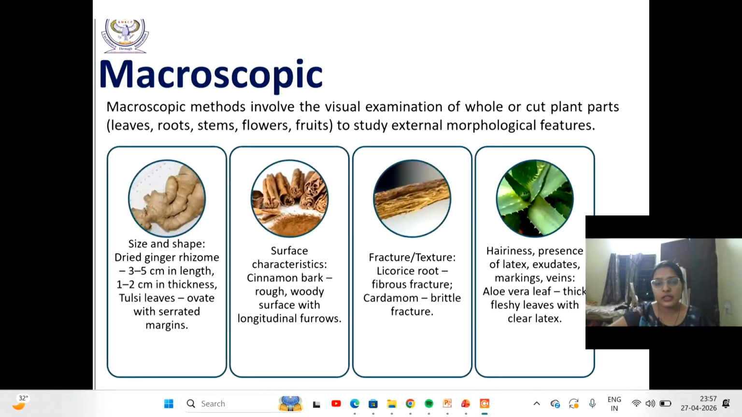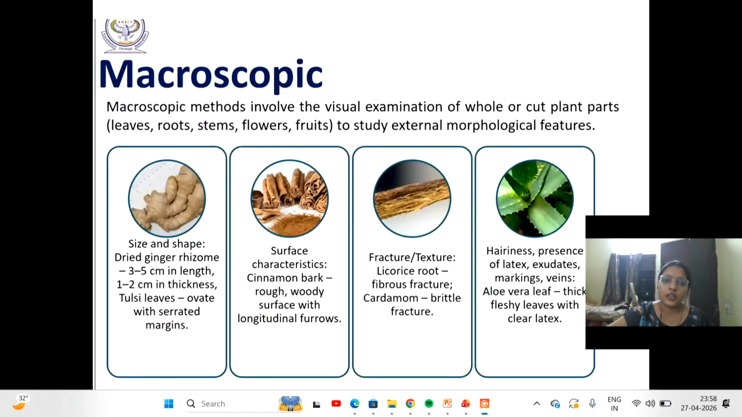Next we will see how macroscopic examination happens. Macro means large. So, it is visual examination of whole or cut plant parts, leaves, roots, stems, flowers, fruits, to study external morphological features. For example, dried ginger rhizome, which we call sonth: its size and shape should be 2 to 5 centimeters in length and 1 to 2 centimeters in thickness. The tulsi leaves should be ovate with serrated margins.